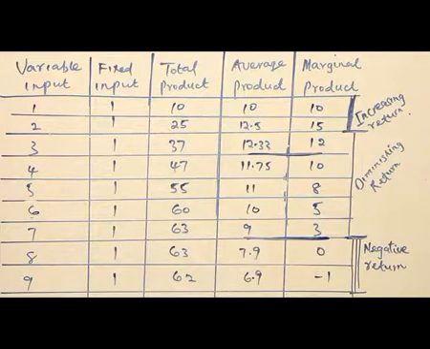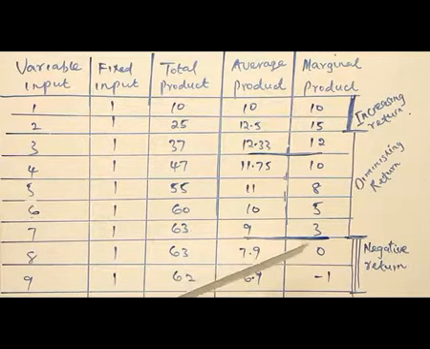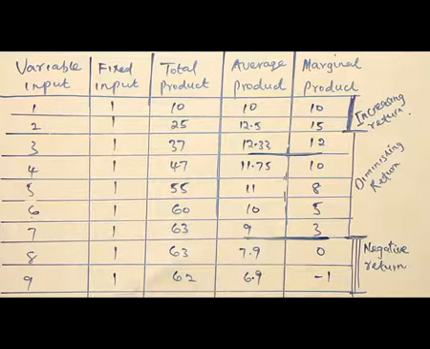Now, at variable inputs 8 and 9, let's start from 8. 8 indicates that the total product happens to be 63. The average product happens to be 7.9, while the marginal product is 0. But when the firm employs an additional worker, making it 9, the total product reduced to 62, while the average product also reduced to 6.9. What happened to the marginal product? Minus.